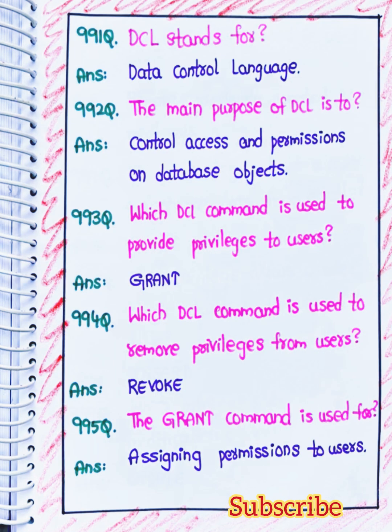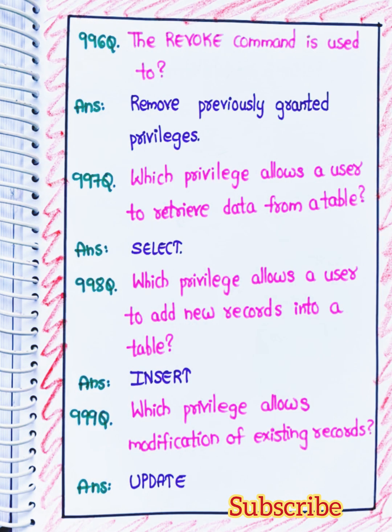Next question. DCL stands for Data Control Language. The main purpose of DCL is to control access and permissions on database objects. Which DCL command is used to provide privileges to users? Grant command is used to provide privileges to users. Which DCL command is used to remove privileges from users? Revoke DCL command is used to remove privileges from users. The grant command is used for assigning permissions to users. Next question. The revoke command is used to remove previously granted privileges.